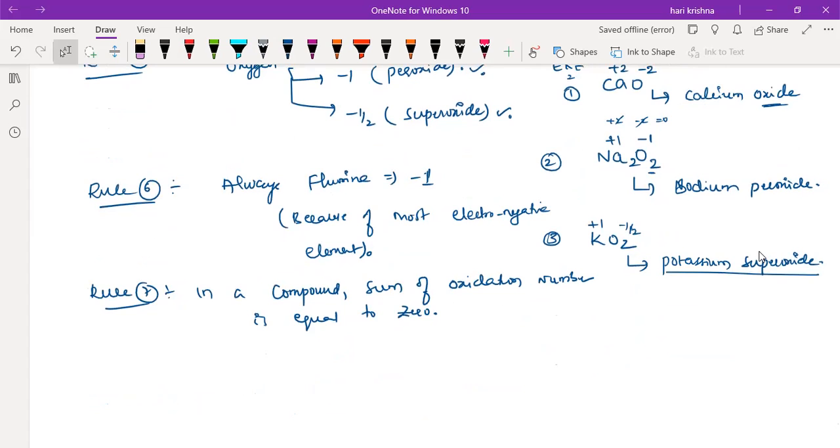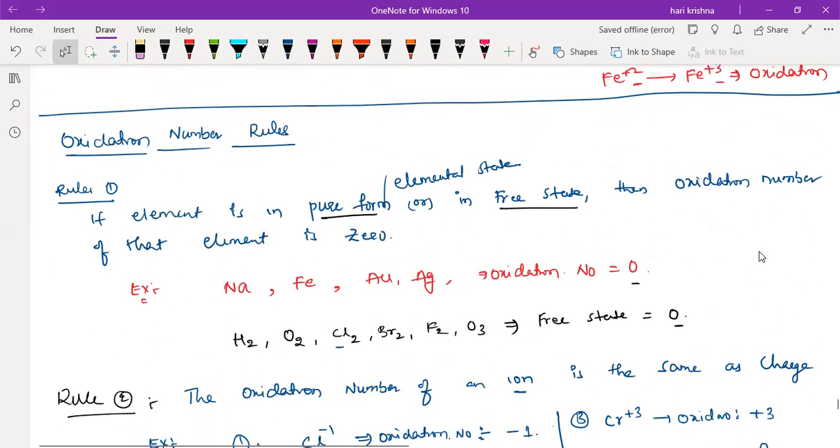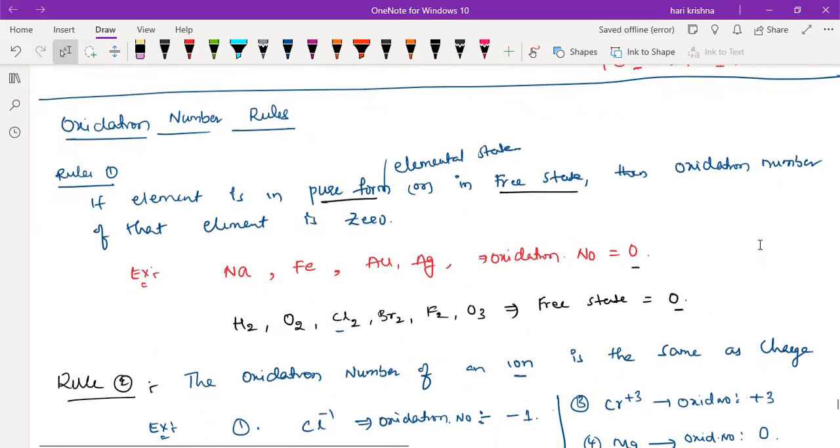Can you hear me or not? Yes, sir. We can hear you. So in a compound, the sum of oxidation numbers is always equal to 0. So these are the 7 rules. What is the first rule? If the element is in the pure form, in the elemental state or free state, the oxidation number is equal to 0.